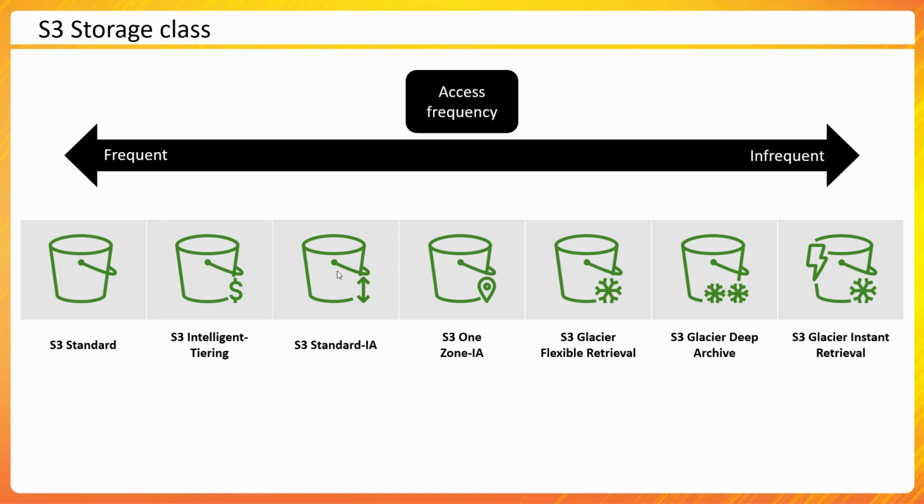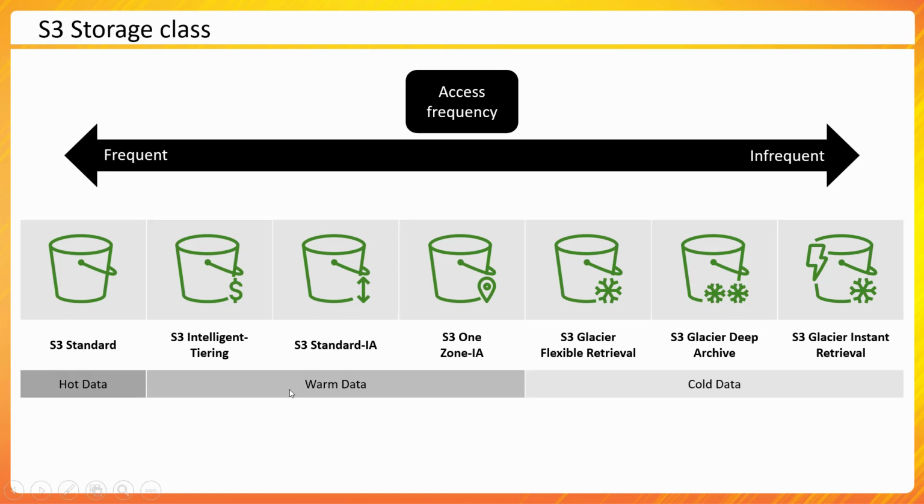Or if you want to divide it, one more classification sometimes people make is about hot data, very frequently accessed, warm data, sometimes accessed, and then cold data, which may be accessed rarely. So depending on these use cases, you may select different storage classes.